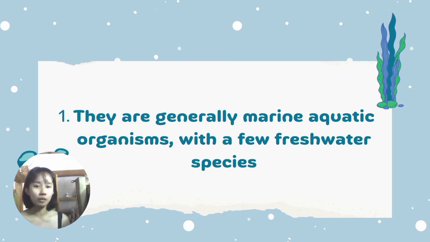So, the first characteristic of Phylum Porifera is that they are generally marine aquatic organisms with a few freshwater species. Now, we all know that it is a bit confusing why some sponges are adapted to a marine aquatic environment, and why there are some that live in freshwater. The difference between the two is that typically freshwater habitats are less than 1% salt.